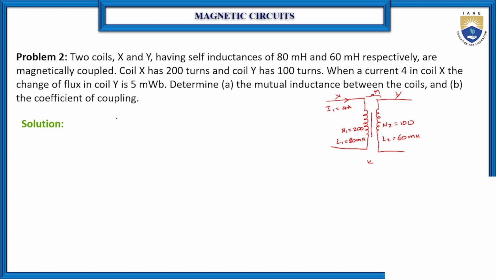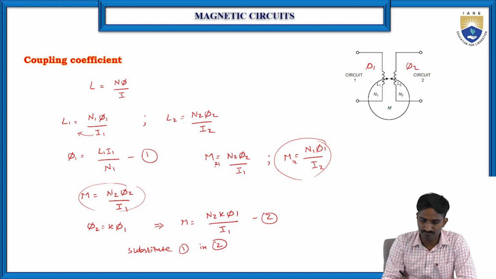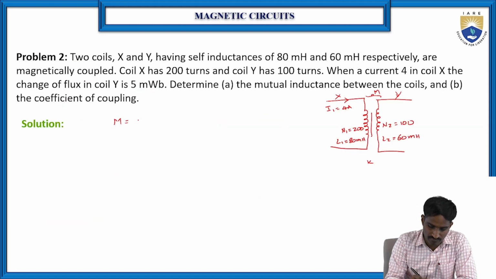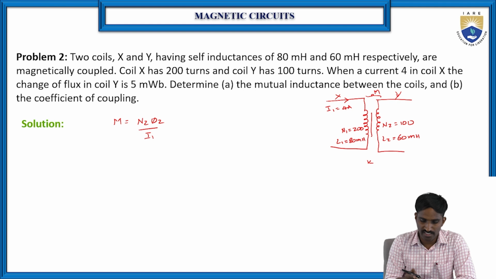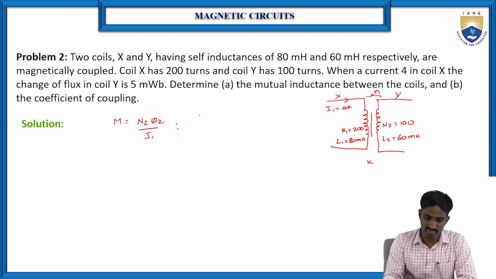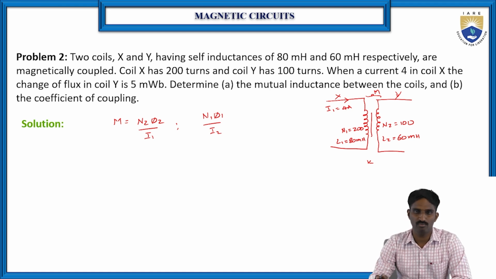Usually, there are two equations for the mutual inductance, which we have already discussed. So M is equal to N2 phi 2 by I1. Here you may have a doubt: why should we write N2 by I1 instead of that we can also write it as N1 by I2? But which equation we have to choose here depends on the information that they have provided in the problem.